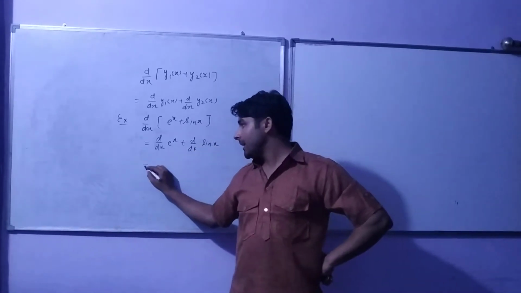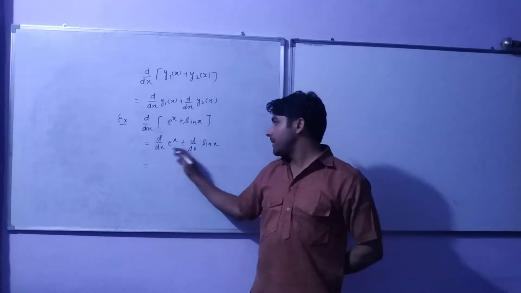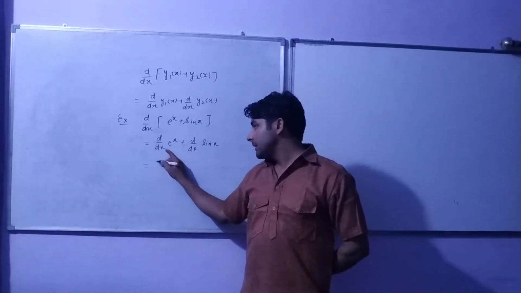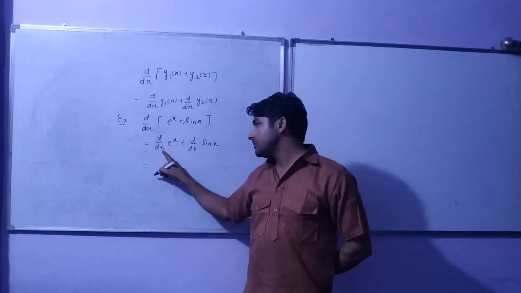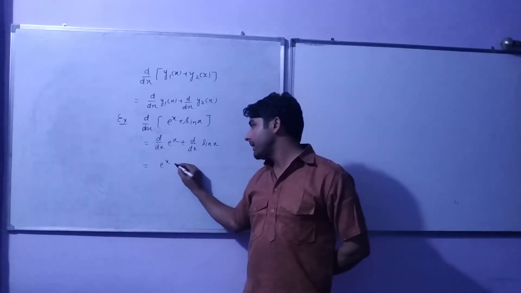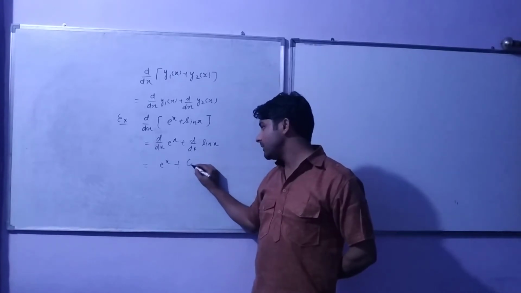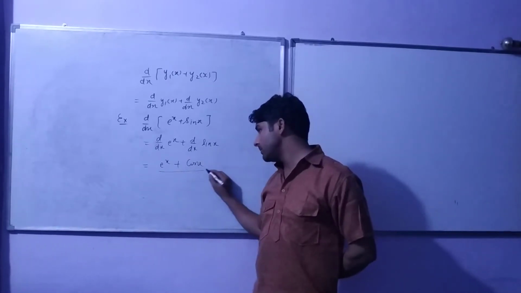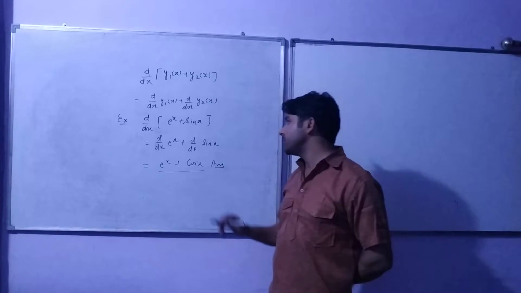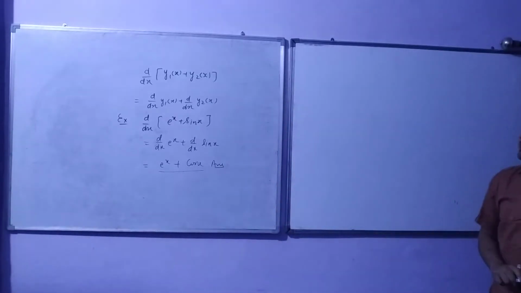Okay, now applying the formula of e to the power x, I will get the differentiation of e to the power x with respect to x, which will be e to the power x, plus the differentiation of sin x with respect to x, which will be cos x. This will be the answer to my question.